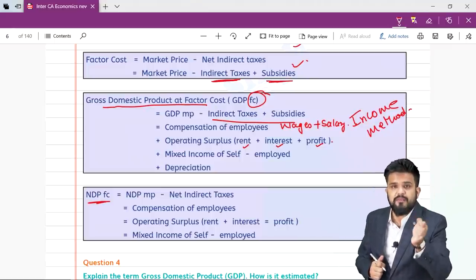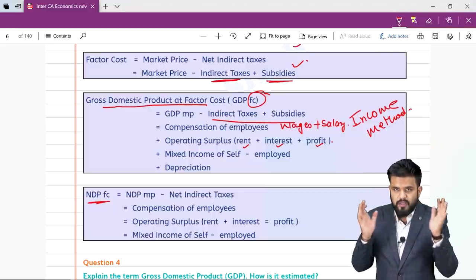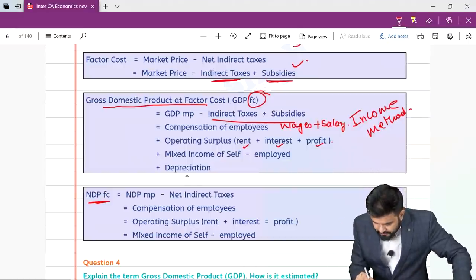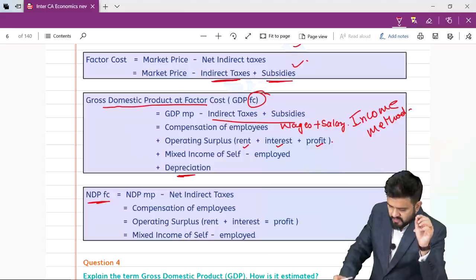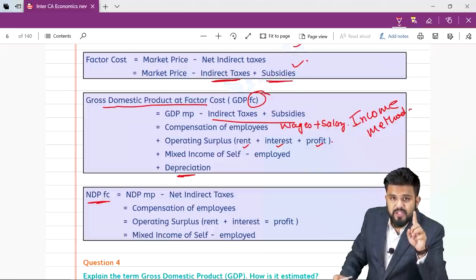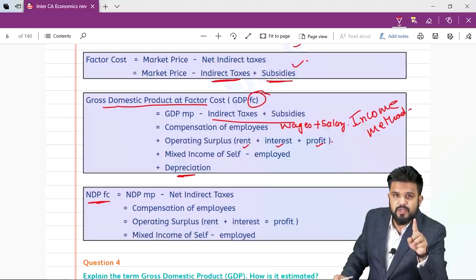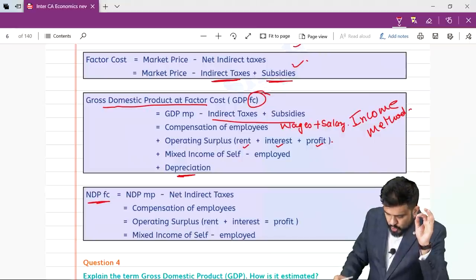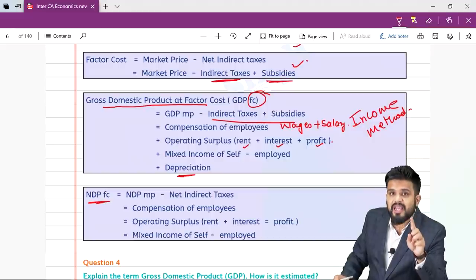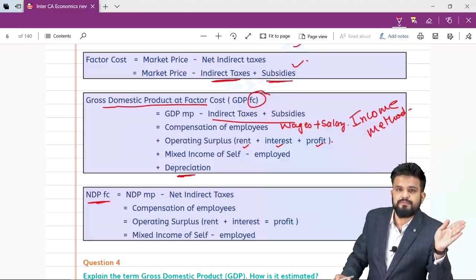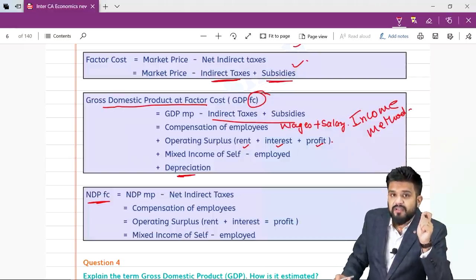Mixed income is that income which cannot be distinguished. A freelancer or a self-employed person is earning income from many sources. Plus depreciation. So, compensation of employees plus operating surplus plus mixed income plus depreciation. But now please make a note. I want everyone to write this. Now students, you will add depreciation only when you are jumping from national income to GDP. You will add depreciation only when you are going from national income to GDP.